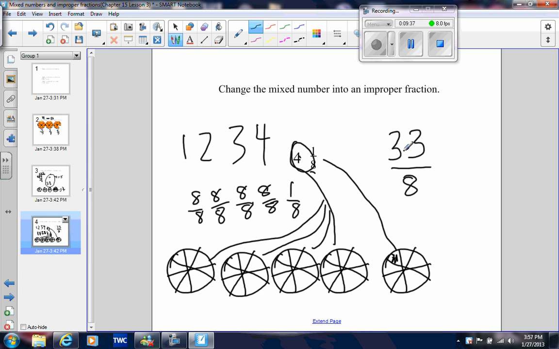So that's how you look at improper fractions and mixed numbers, and how you comfortably move from one way of writing it to the other. They are the same amount. These two are equal. 4 and 1/8 is equal to 33/8, but they're just written in 2 different forms. One is a mixed number, and the other is an improper fraction.